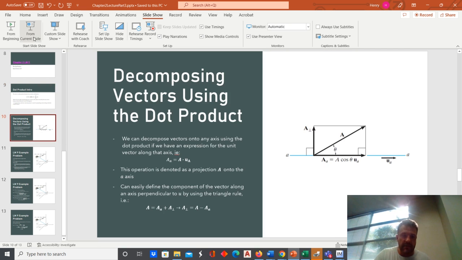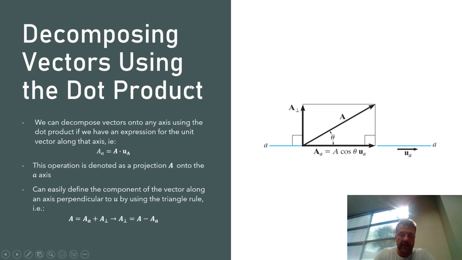So why are dot products going to be useful for us from a mechanical analysis point of view? Well, if I have any vector and I want to decompose it into components along a particular axis, or another way to say it, if I want to take that vector and project it onto a particular axis.